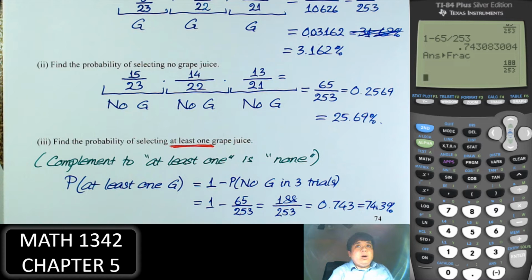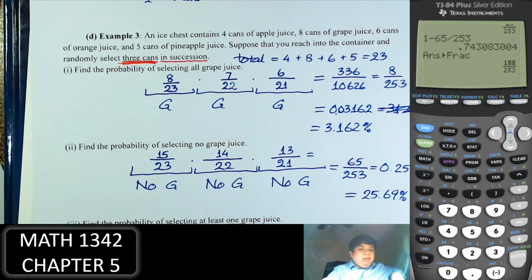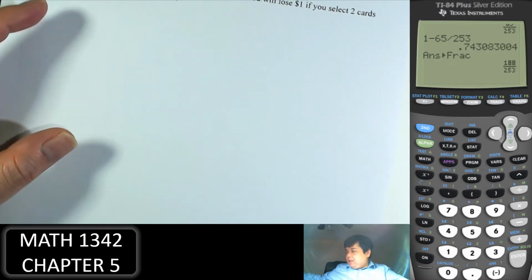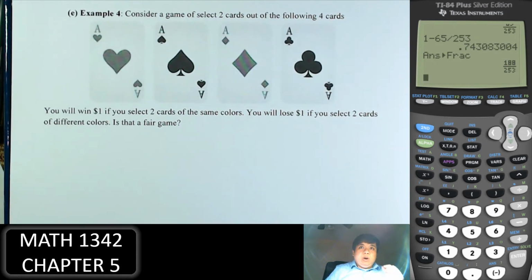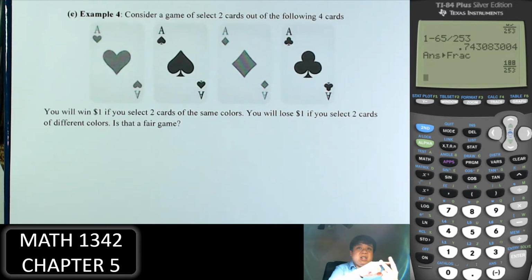Yeah, so at least one, the complement of at least one is none. So when we say at least one, take advantage of that, because there are too many scenarios. We could have one grape juice. Is that on the first one, or is that on the second one, or the third one? Or we might have 2, maybe the first and the second, the first and third, 2 and 3. So there are too many scenarios to consider.